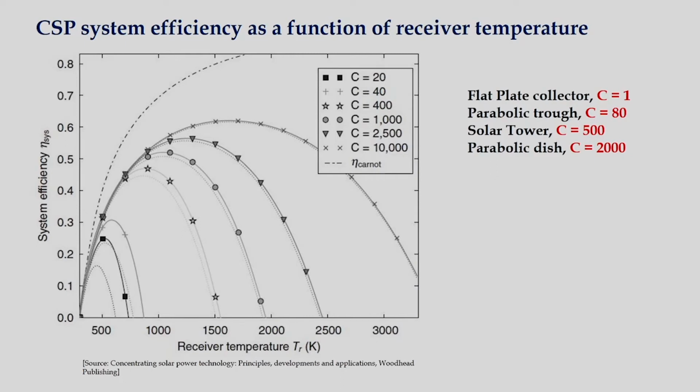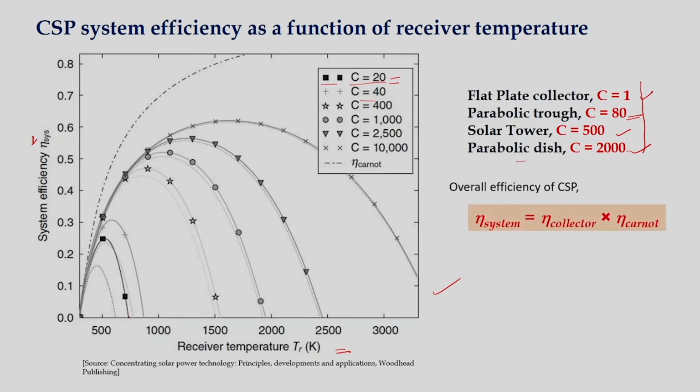And this slide shows the efficiency versus receiver temperature. Okay. So, this is the system efficiency and this is the receiver temperature, okay, at different concentration ratios. So, these are different concentration ratios. It goes to a maximum and then comes back to 0. Okay. So, it shows the variation of efficiency with respect to receiver temperature at different concentration ratios. So, for a flat plate collector the concentration ratio is 1, for parabolic trough it is about 80, for solar tower it is 500, and parabolic dish about 2000.